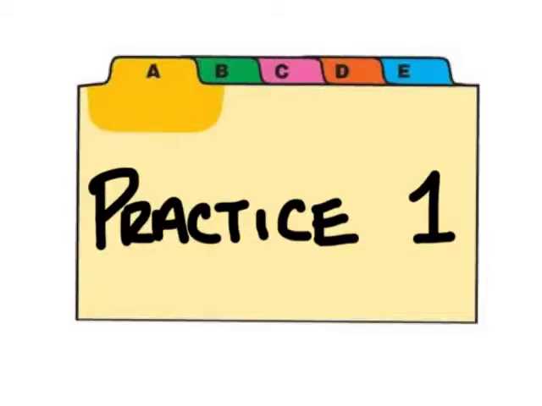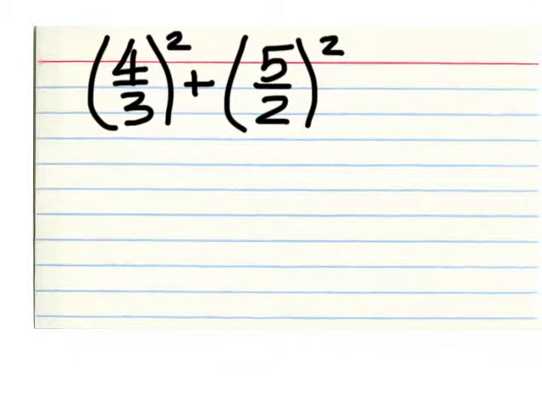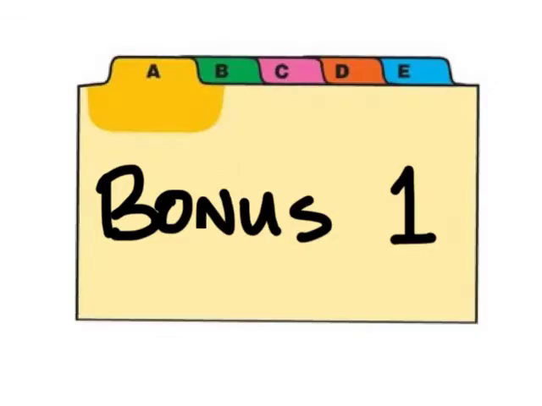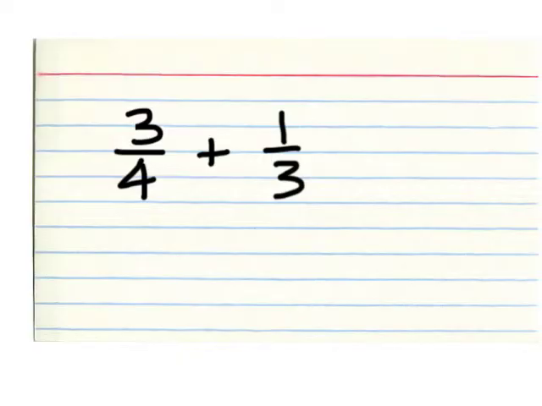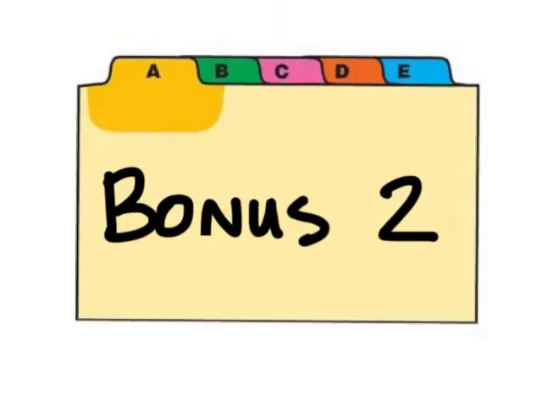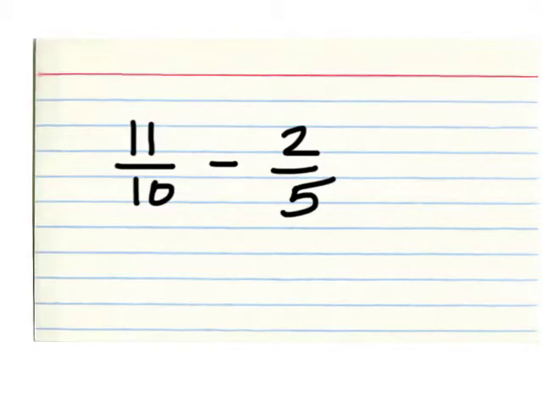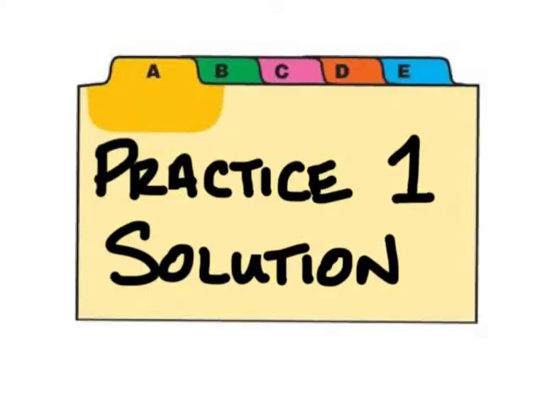Practice number 1. 4/3 squared plus 5/2 squared. Bonus number 1, 3/4 plus 1/3. Solution for this one should be 1 1/12. Bonus number 2, 11/10 minus 2/5. Solution for the bonus is 7/10.